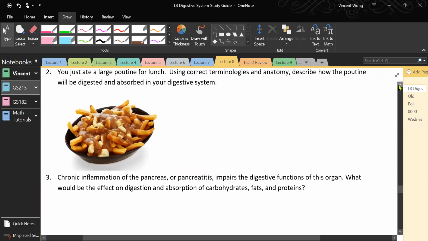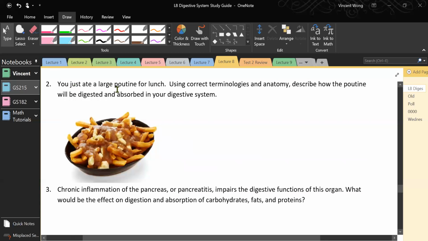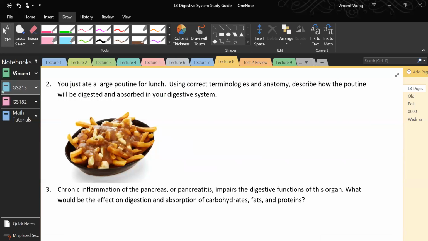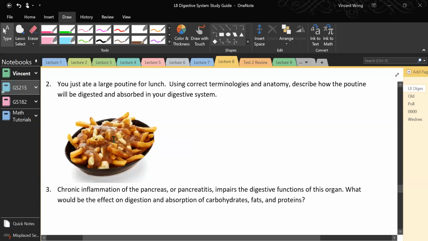All right. Next question. You just ate a large protein for lunch. That's what a protein is if you don't know. Use correct terminology and anatomy. Describe how the protein will be digested and absorbed in your digestive tract. This one is pretty self-explanatory.